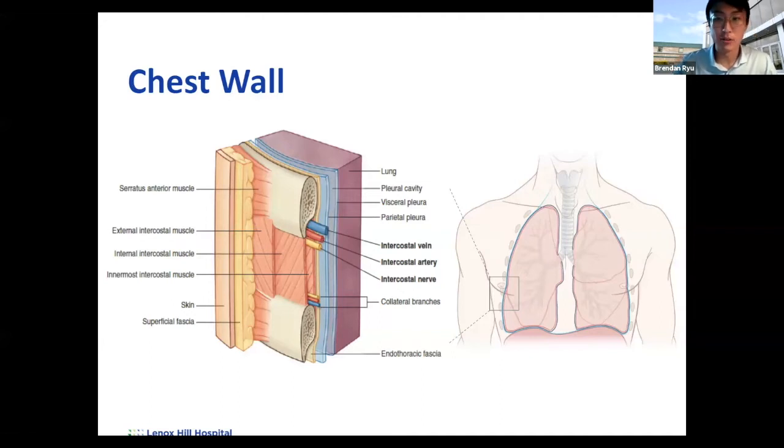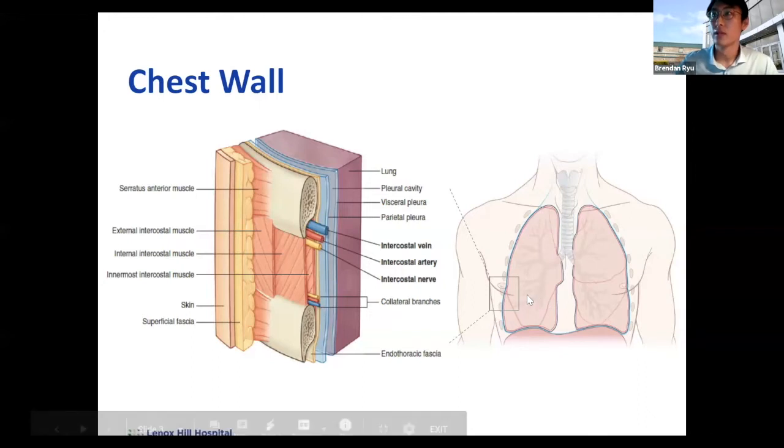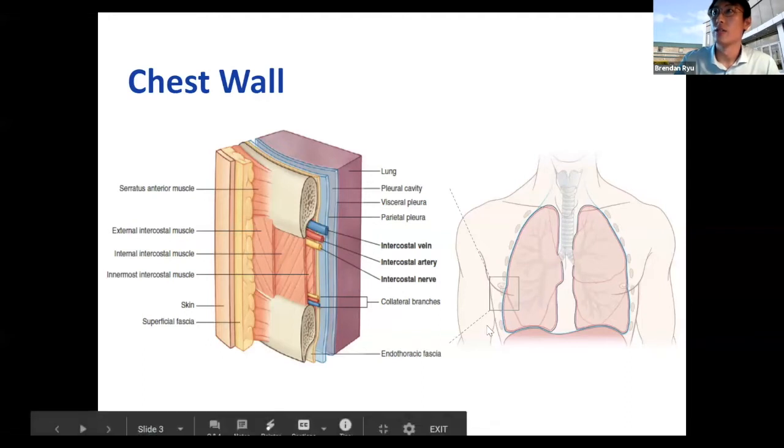So this is a general diagram, just zoomed in on the right diagram, and I hope everyone can visualize what type of section this is that's taken from the image. Any questions for now? I guess we're good.